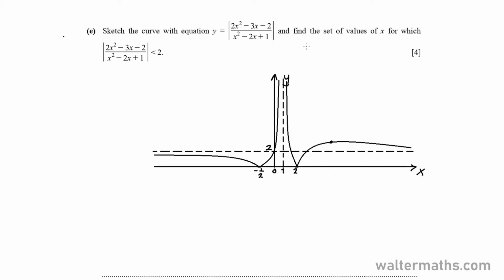Now we want to answer the last part of the question, which goes, find the set of values of x for which the modulus of the function is less than 2. Okay, so we're going to use the graphical method to find this set of values. And for that, we're going to need to know the x values of these 3 critical points.